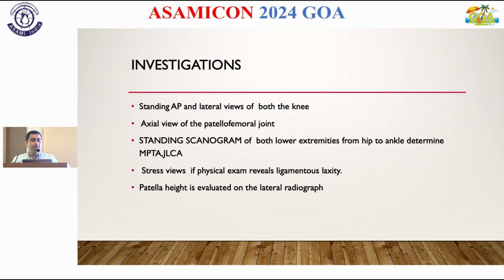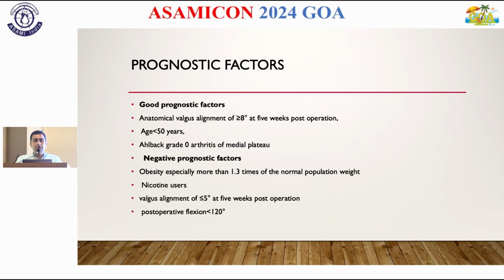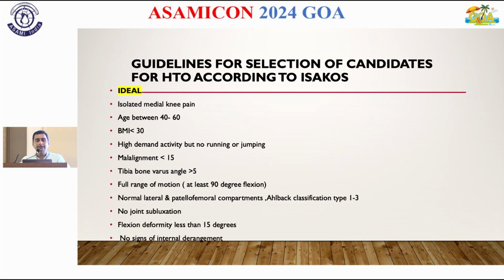So the standard investigations, we all know them. The prognostic factors: the lesser the age, the better the prognosis. So what are the ideal candidates for doing an HTO? Patients between 40 to 60 years of age group having a medial knee pain with a reasonably good range of motion and no lateral or patellofemoral joint arthritis and no subluxation.